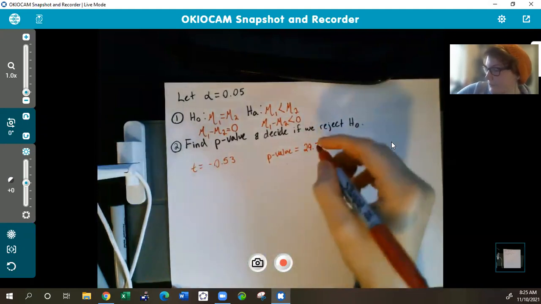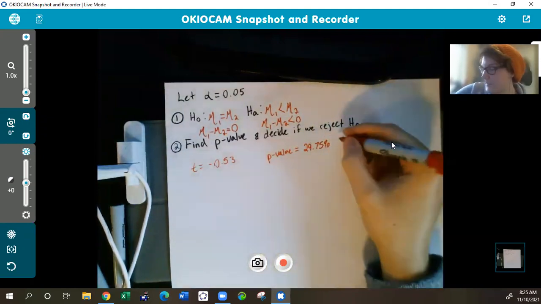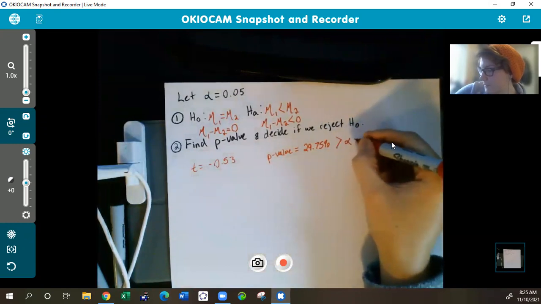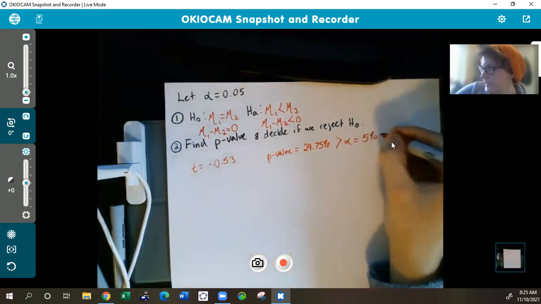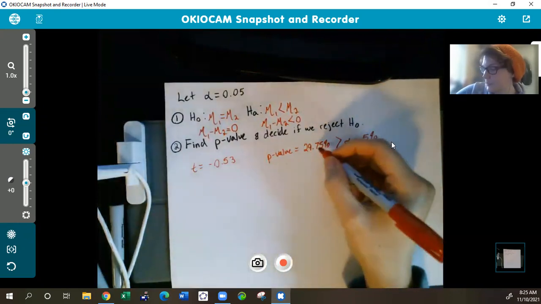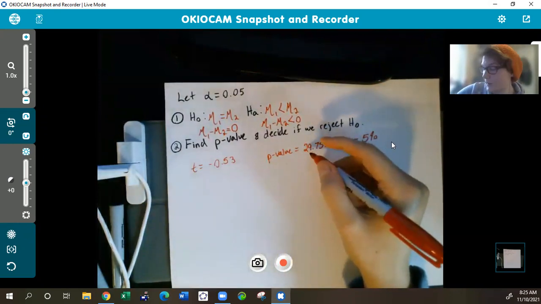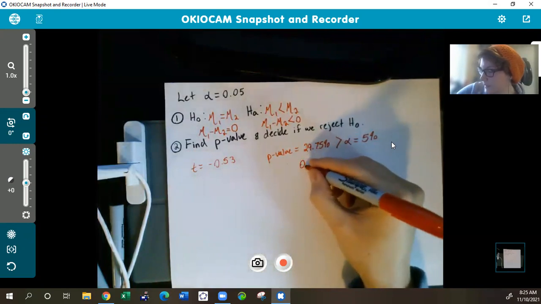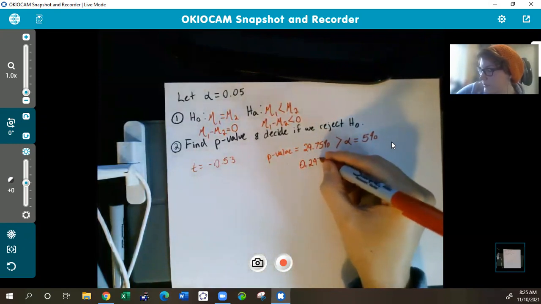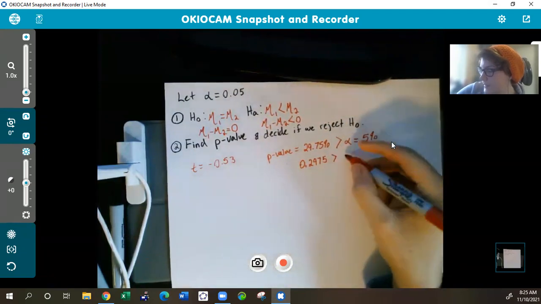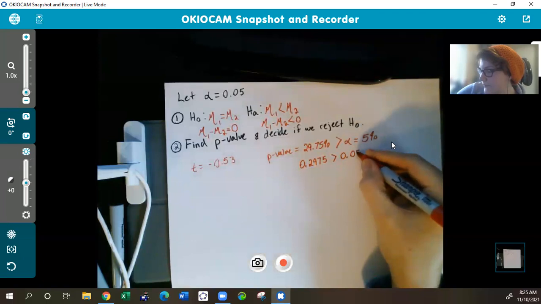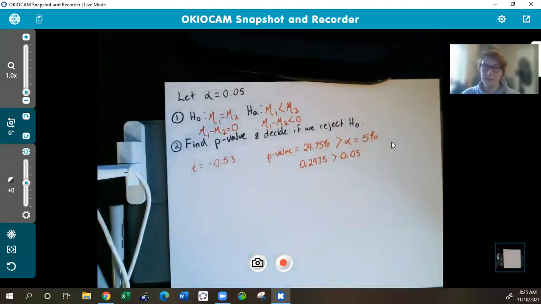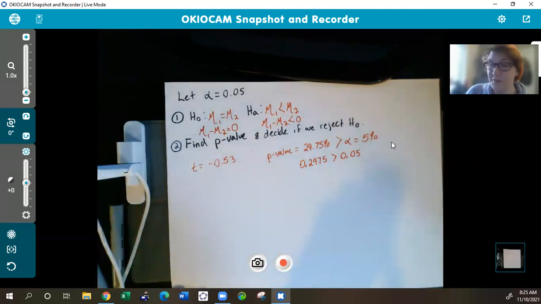So our p-value is 29.75%, which is actually bigger than our alpha, which is 5%. Remember, if you prefer to write those in decimal places, you just have to move the decimal two spots to the left. So this is the same thing as 0.2975, and this is the same thing as 0.05. So if you remember that little rhyme that we talked about before, if P is low, reject H0. Since our p-value is not low, it's actually bigger than our significance level, then we fail to reject H0.